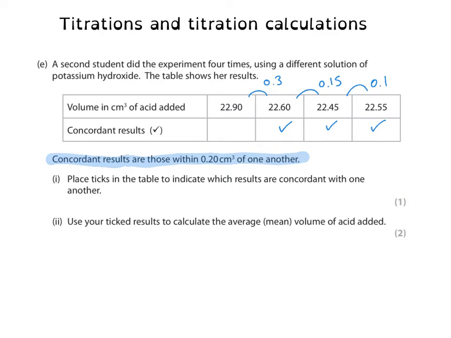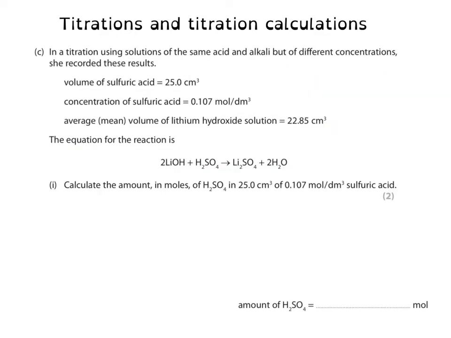Once you've done that, of course, you can calculate a mean simply by adding up those 3 numbers and dividing by 3. So I add all of those up, divide by 3, and I get 22.53 as my mean volume. I'm not going to do it to any more than 2 decimal places because I've only got 2 decimal places in my results, and that is centimetres cubed. So don't forget to put in the units, especially if you're given 2 marks. Obviously there must be another mark somewhere.